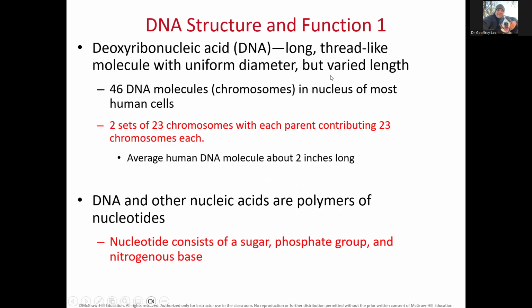Remember, we have 23 different chromosomes, and we have two of each. So we have one chromosome number one from your mom. It's going to code for all the proteins that are found in chromosome number one. You have another chromosome number one from your dad. It's going to code for similar proteins, but it might vary in the amount you produce of that protein. It might vary in the color of that protein.